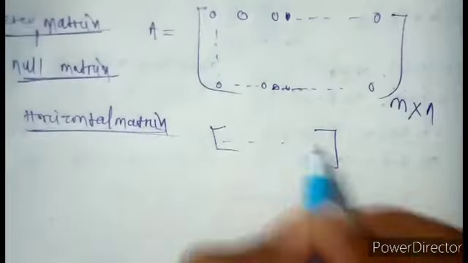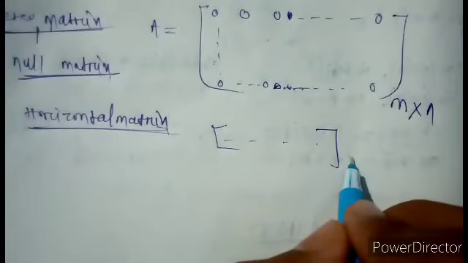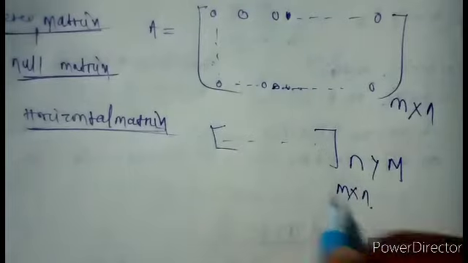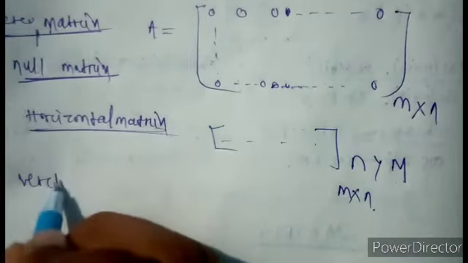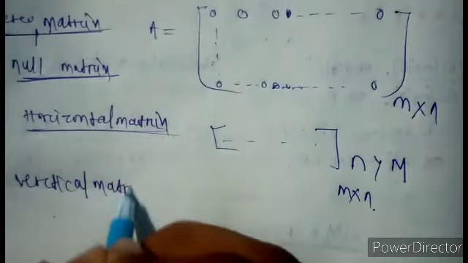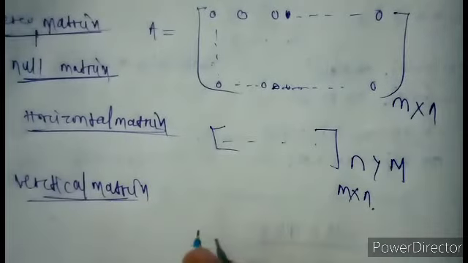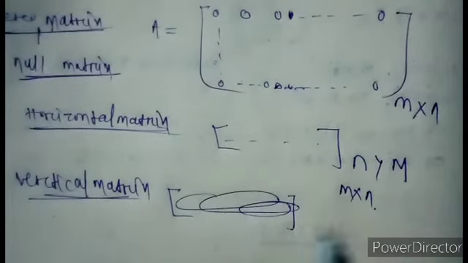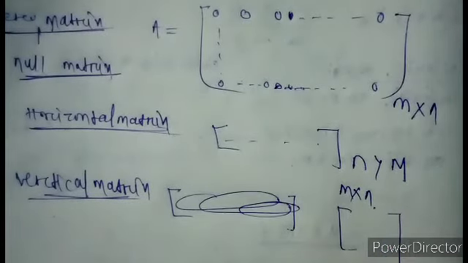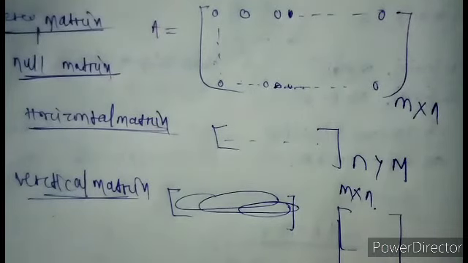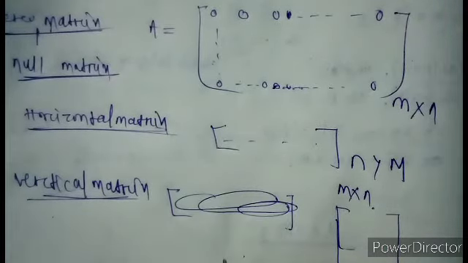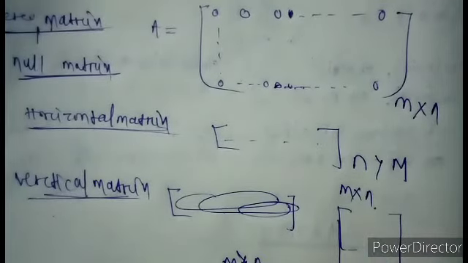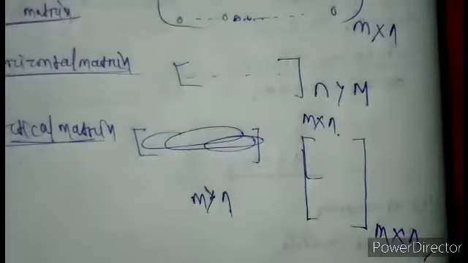All the elements are present as a horizontal, and here the number of columns is greater than the number of rows, and here the order is m cross n. And the vertical matrix is simply denoted as a vertical of this type. Here the number of rows, that is m, is greater than the number of columns, and here the order is m cross n.